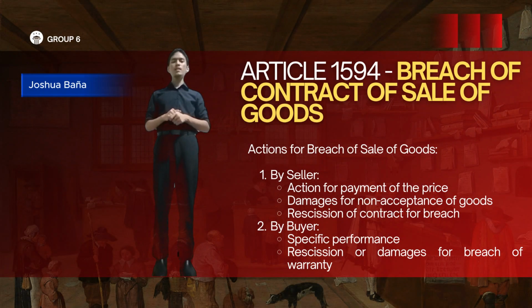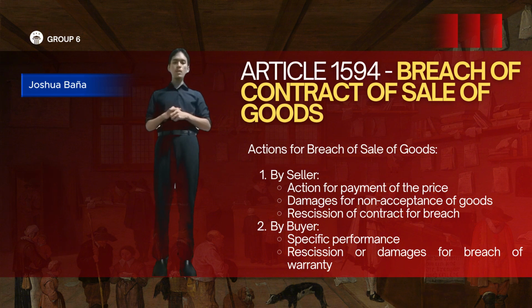Today, let's explain Article 1594 of the Civil Code, which introduces the legal remedies available in cases of breach of contract of sales of goods. Under this article, actions for breaches are governed primarily by the specific rules of Chapter 6. It is important to note that these rules only apply to goods, which include personal or movable property such as vehicles, machines, or crafts. So let's break them down into two sides: the seller's rights and the buyer's rights.